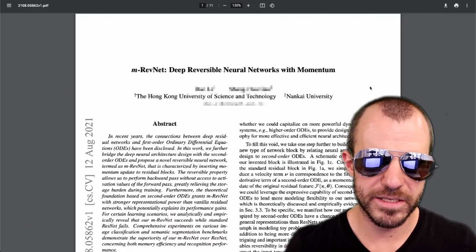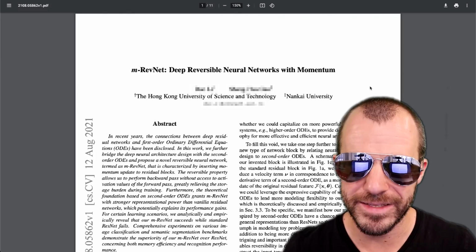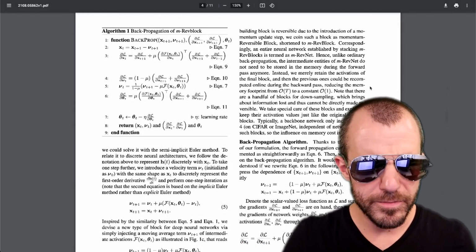Jumping to the other paper, and I'm not going to reveal the name of the accused author right here because I don't want to point fingers at anything. I simply want to talk about the problem at hand. So the paper is called MRevNet, Deep Reversible Neural Networks with Momentum. That has quite a similar idea.